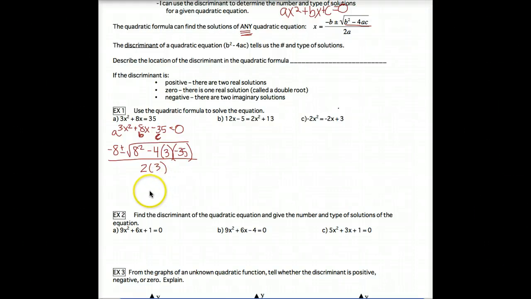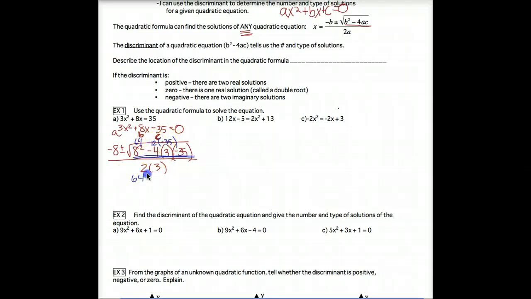So when I go to simplify this, I need to simplify it in pieces, because if it all comes out perfectly even, then yeah, your calculator can probably help you out. But when it doesn't, you're going to be stuck and not know what to do. I would like for you to simplify what's in here first. So 8 squared is 64. Then negative 4 times 3 is negative 12. And then I've got to multiply that still times a negative 35. So that gives me 64 plus, and then this is 420.